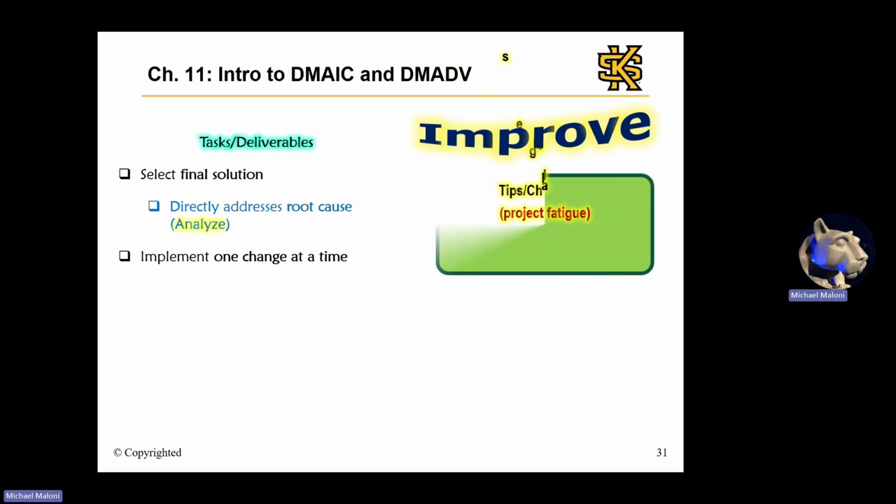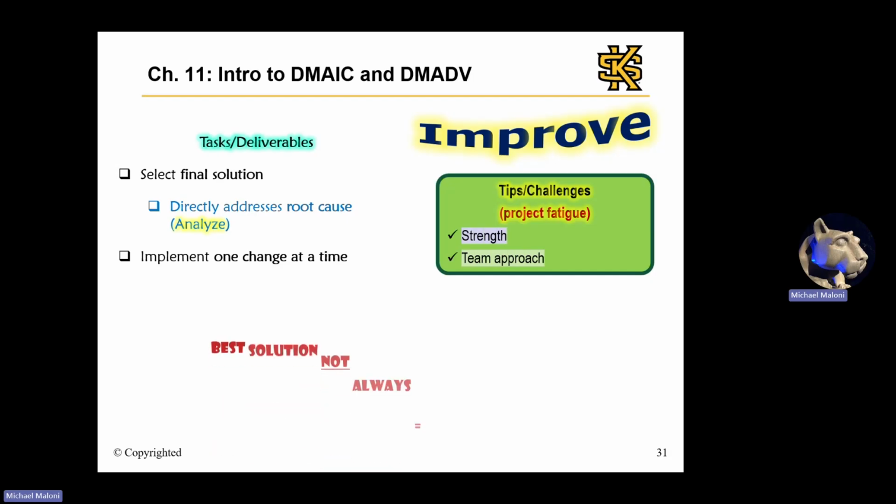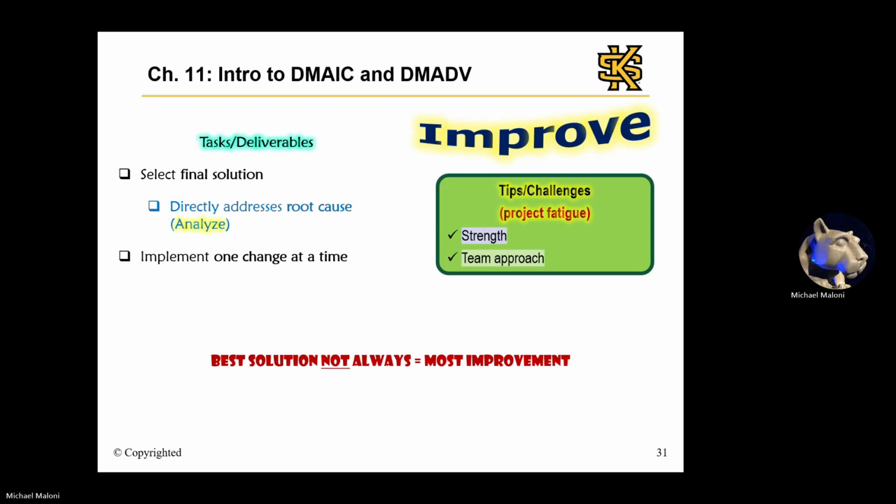So as tips, project leaders can create strength by building a strong foundation in the earlier DMAIC phases. And project leads can also foster a team approach, keeping the entire team involved and resisting the urge to complete the project on their own. Furthermore, the text highlights that the best solution is not always the one that offers the most improvement. Specifically, solutions that are too expensive or overly disruptive may have impacts that outweigh the benefits.